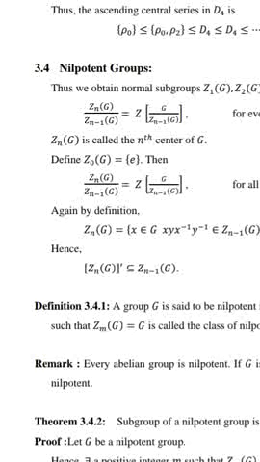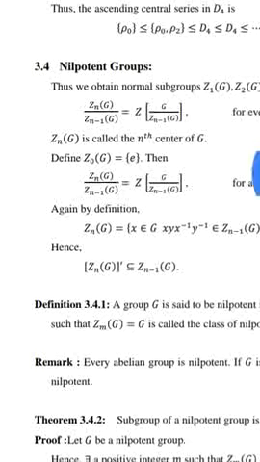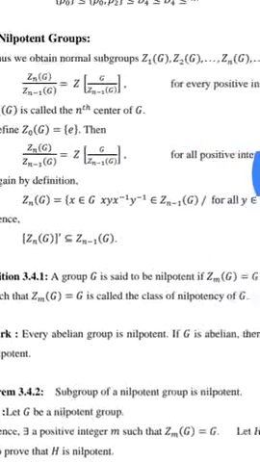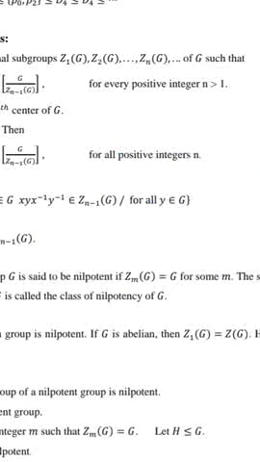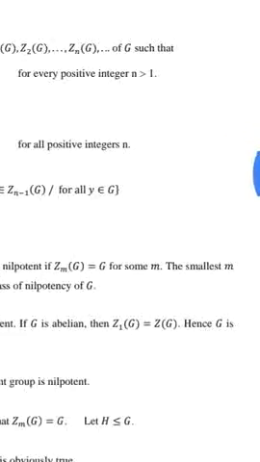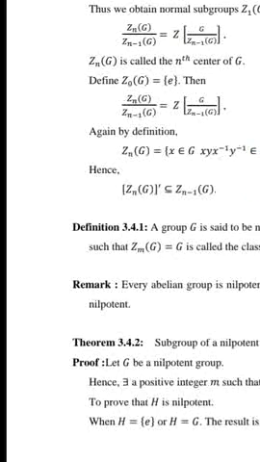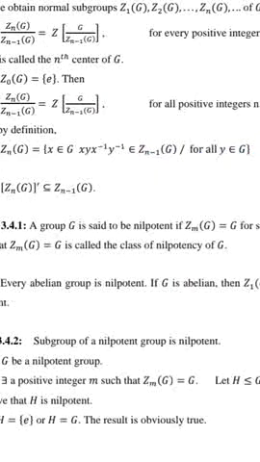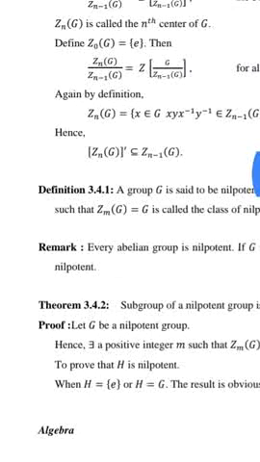Today I will discuss the nilpotent group from the group theory of algebra, MSc first, semester first. The definition of nilpotent group: a group G is said to be nilpotent if Z_m(G) is equal to G for some m. The smallest such m, such that Z_m(G) is equal to G, is called the class of nilpotency of G.